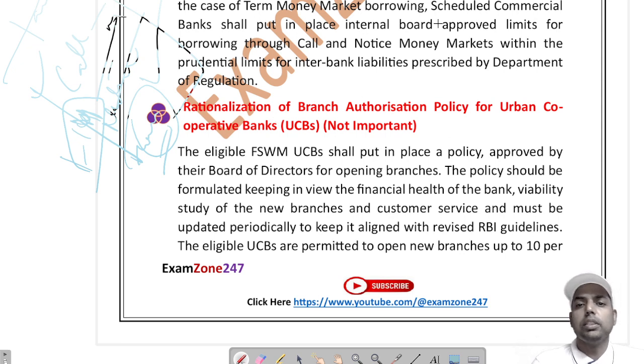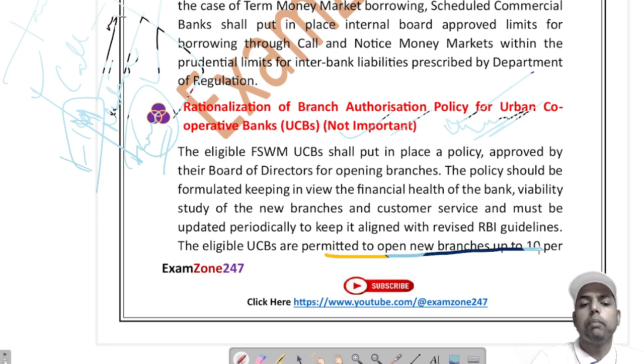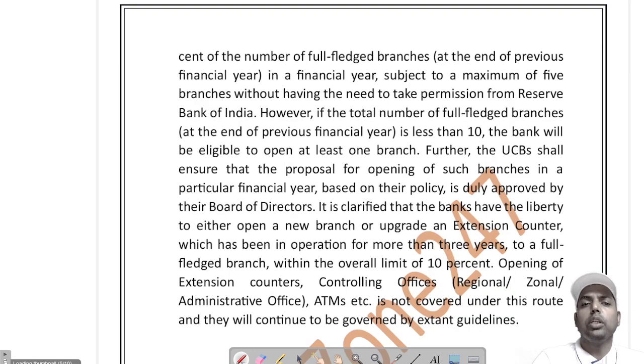Rationalization of branch expansion authorization policy, this is not important. It is for urban cooperative banks, but note that urban cooperative banks are permitted to open 10% of the total number of full-fledged branches. If the total number of branches in an urban cooperative bank is 100, then only 10% means only 10 branches they can open per year.